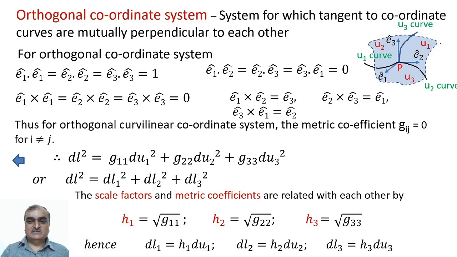That's all in this lecture. In next lecture, we will derive the length element, volume element, area element for Cartesian coordinate system, spherical polar coordinate system and cylindrical coordinate system, and for general curvilinear coordinate system.